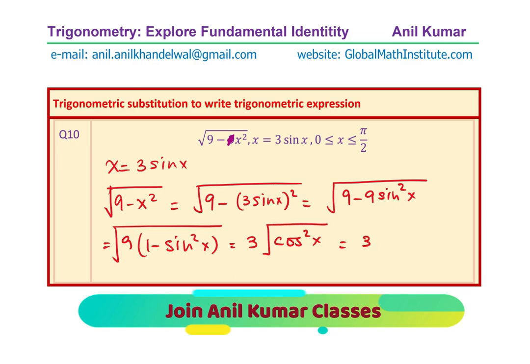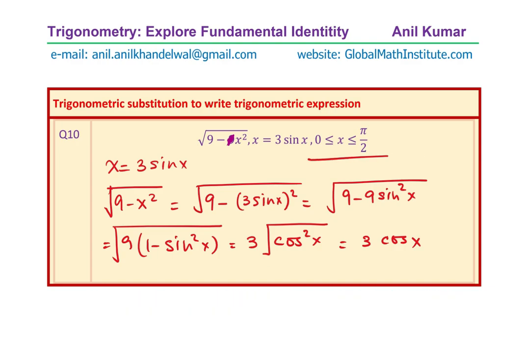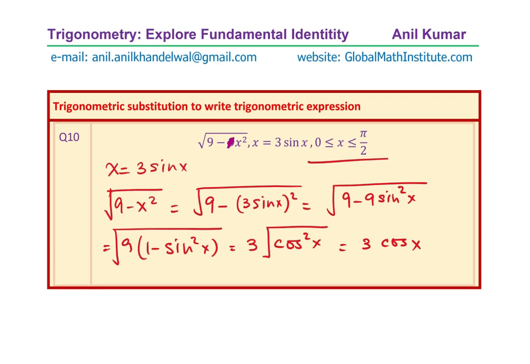And you get 3 cos x. Since we are working in the first quadrant, it is positive, and therefore we wrote this as 3 cos x. Do you see? That expression is equal to 3 cos x practically. With the substitution, x is 3 sin x. You get the idea. Very important substitution.